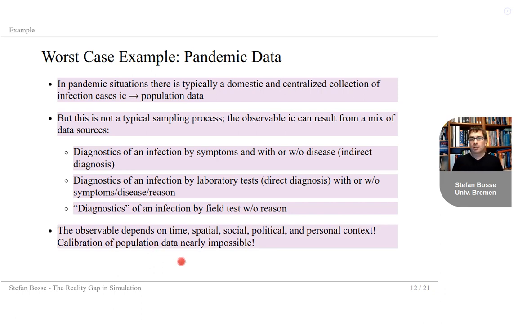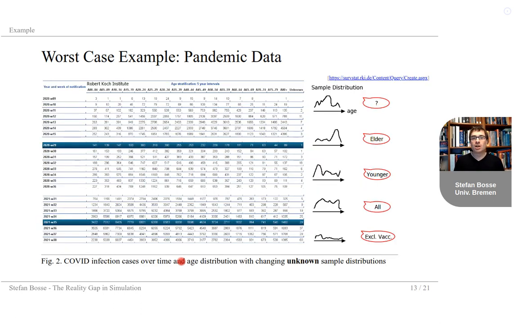So the observable depends on time, spatial, social, political and personal context. Calibration of population data is nearly impossible. That's my statement, my position. Maybe I'm wrong. But all that I have seen in the last 1.5 years about the simulation of the COVID-19 infection scenario was not very convincing with respect to this point.